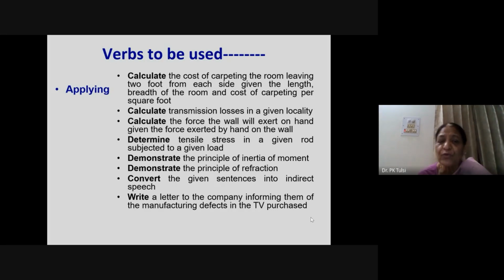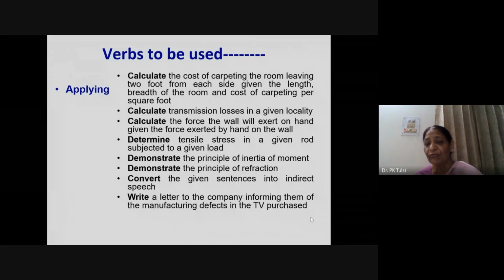Verbs which can be used: find, determine, calculate, or a person is required to demonstrate the principle of refraction or principle of inertia of movement. Or a person is asked, in English, to convert the given sentence into indirect speech. So the person is given a new sentence which he has not come across. He's doing the conversion from direct to indirect.